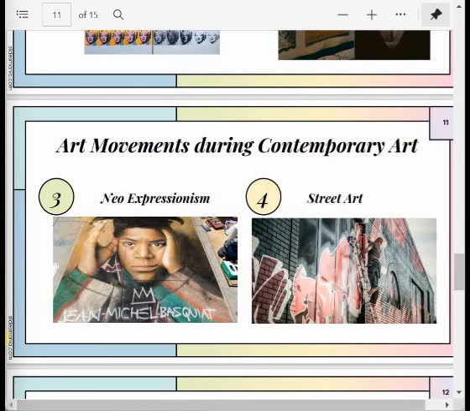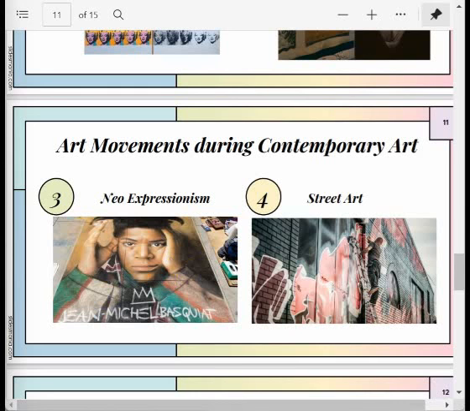Newly resurrecting in their frequently large-scale work the highly textural and expressive brushwork and intense color that had been rejected by the immediately preceding art movements. According to the creator of this artwork, he wanted to make paintings that look as if they were made by a child. So, very raw ang mga art na pinoproduce under the neo-expressionism movement. Okay? So, next is the street art.